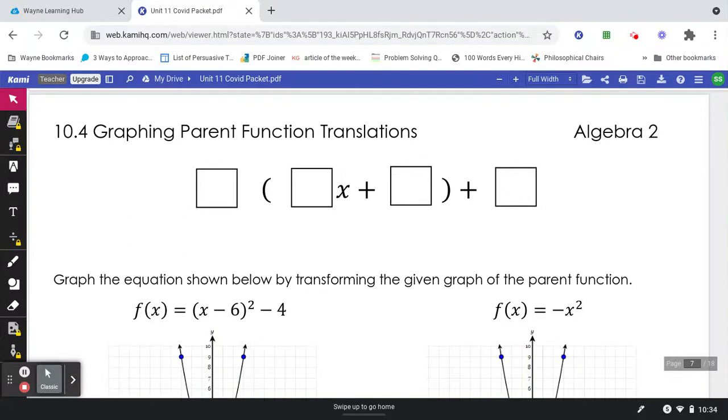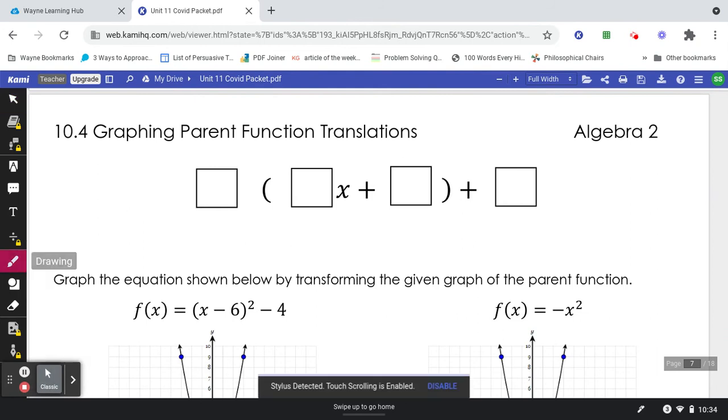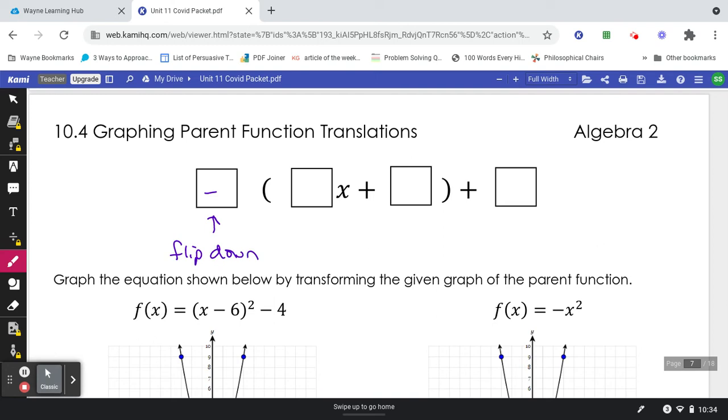These are the 10.4 notes for Algebra 2. We're going to be graphing parent function translations. If we have a negative sign right here, it's going to flip the graph down, turn it upside down. If you have a negative here, it's going to flip it to the left. Then a number here is going to move it right or left, but it's always going to be the opposite direction. And right here, it'll move it up or down.